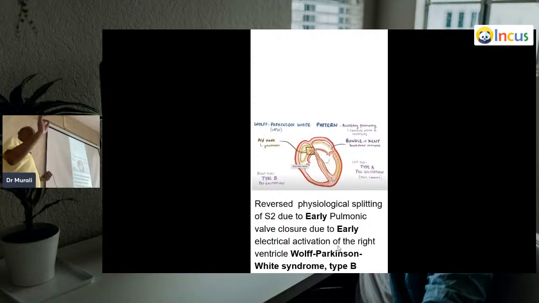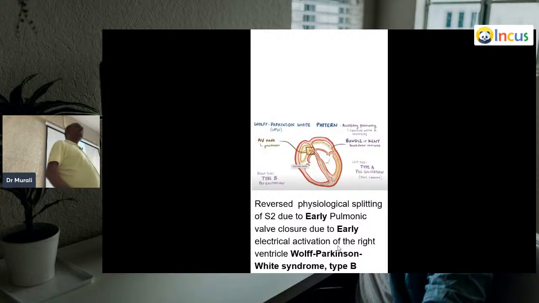So that is, tomorrow the examiner will simply ask a question. Reverse splitting is seen in which type of Wolff-Parkinson-White syndrome? Type B. 10 times you say type B, type A, type B, type A, it is not fun if you just cram. If you know the logic, you know. Still there is something to remember here.